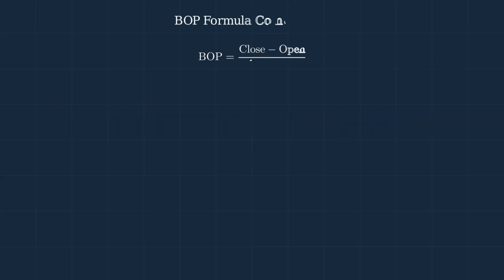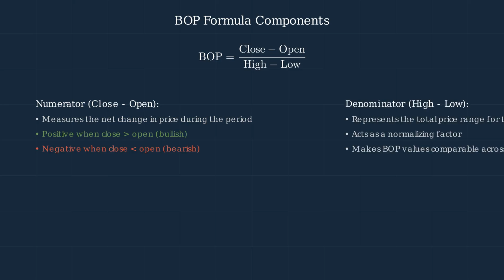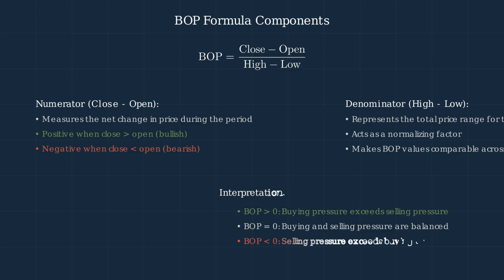Let's break down the balance of power formula into its components to understand how it works. The numerator measures the net price change during the period. It's positive in bullish candles and negative in bearish ones. The denominator represents the total trading range for the period. It normalizes the indicator, making values comparable across different securities. By dividing the price change by the trading range, BOP provides a standardized measurement of buying or selling pressure in the market.